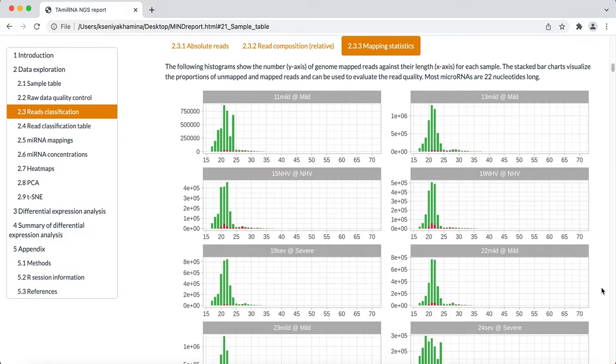2.3.3 reflects mapping statistics. The following histograms show the number of genome-mapped reads on the y-axis against their length on the x-axis for each individual sample. The stacked bar chart visualizes the proportions of unmapped and mapped reads and can be used to evaluate the read quality.